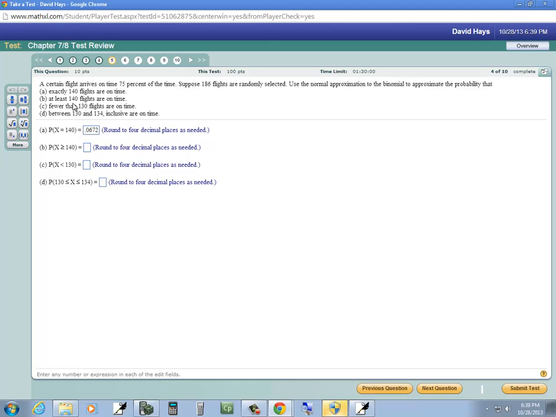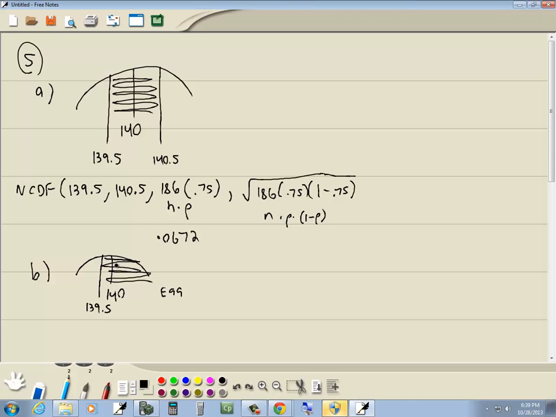Our wording includes it: at least 140, and it tells you down here x is greater than or equal to 140. So the wording includes 140, so our shading has to include 140. If I added 0.5 and shaded to the right, my shading would not include 140. So this would be normal CDF, 139.5, comma, E99, comma, and then our other two parameters are the same. So we got 186 times 0.75, then the square root of 186 times 0.75 times 1 minus 0.75.